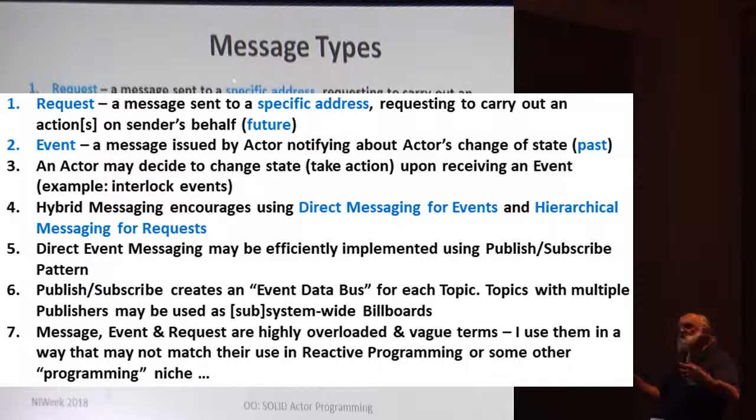This is a request for a future action. This is where you can deadlock if you're doing a blocking call. And the second one is event. This is a message issued by an actor that notifies others, it doesn't know who, because it doesn't keep the list, of a change in the actor state that already happened. It's a change in the past.